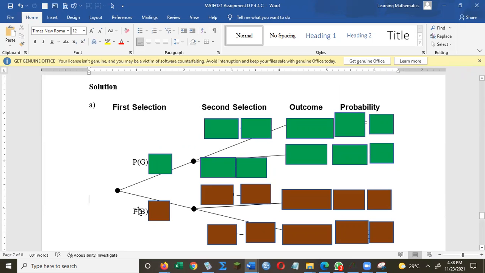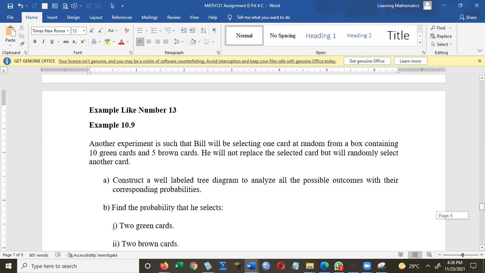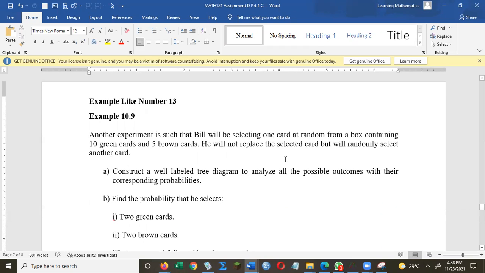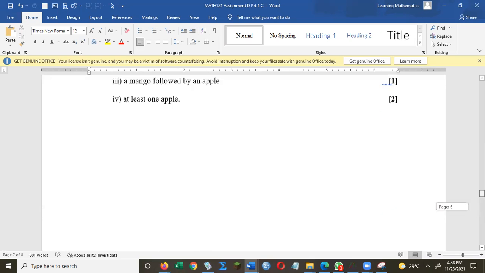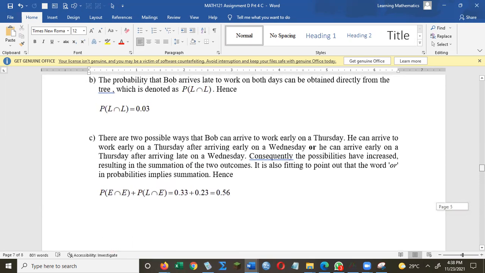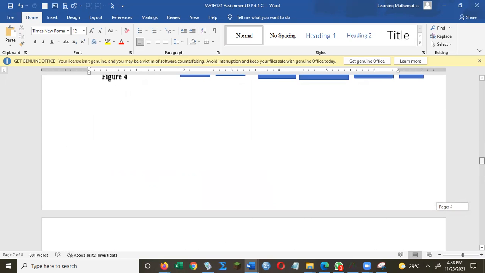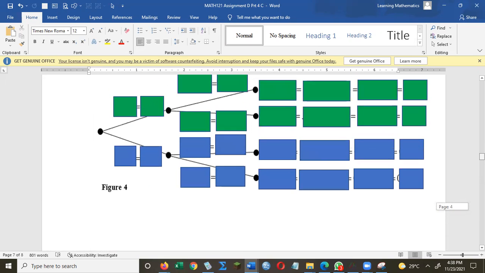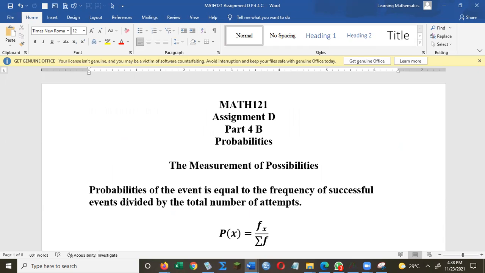Now, what is the probability of him getting a green? So in this scenario, unlike for number 12, you are given whole numbers. You are given 10 and 5. You are not given 0 points. If you compare this to number 12, the probability of him coming to work late, you have 0 point and 0 point.